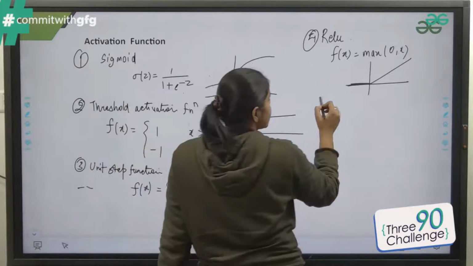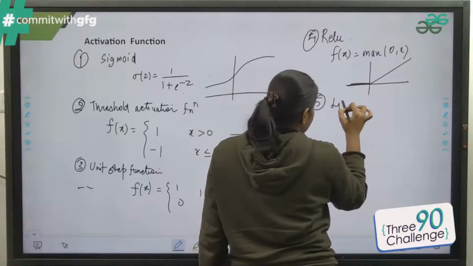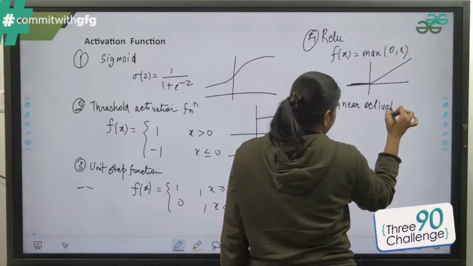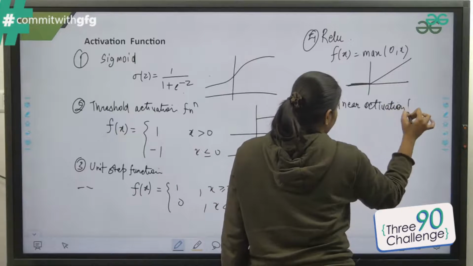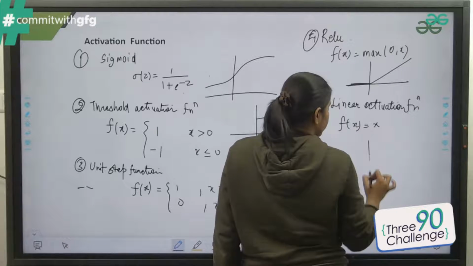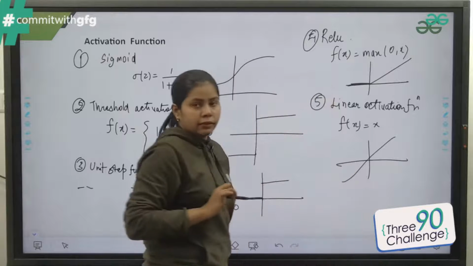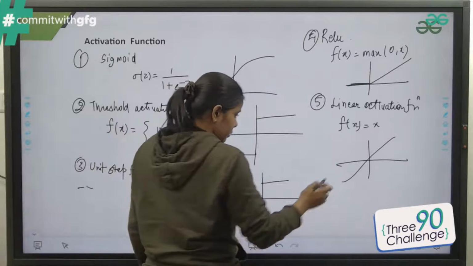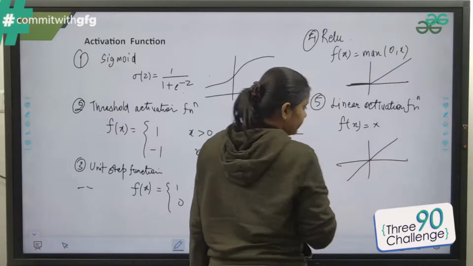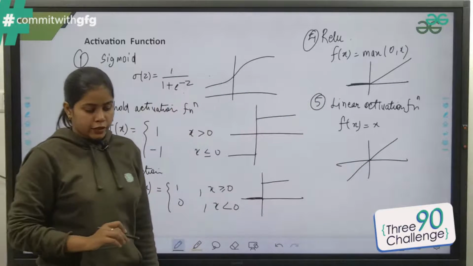Next we have the linear activation function. This is one of the activation functions, but it does not work in neural networks. It is basically f of x equals x. Its graph passes through the center. This is the linear activation function.